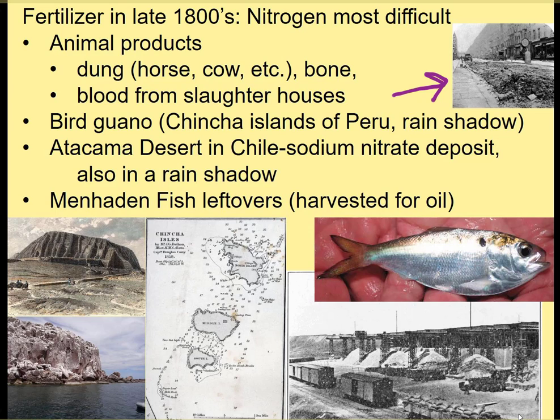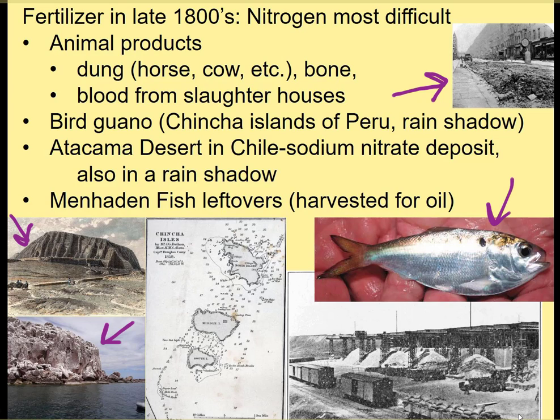Other ways that they could get nitrogen fertilizer is through dead fish. And then this one's quite unique. They would harvest it from these islands that were in a rain shadow. So this is basically an island of bird guano. Here's a real picture of it. It's hundreds of feet high. So the birds would come and roost on these islands and raise their young and do their business with their guano. And that guano just piled up because rain never came.